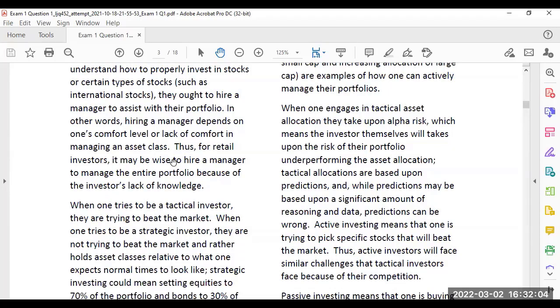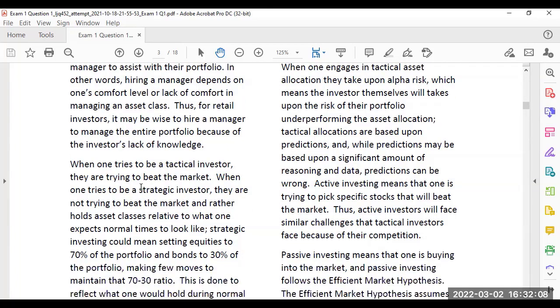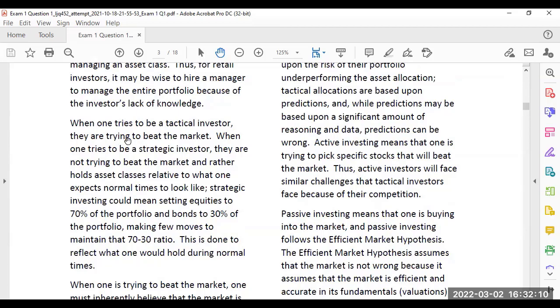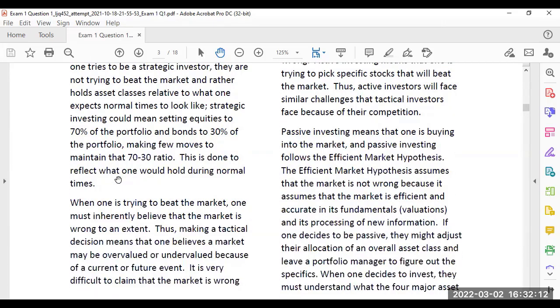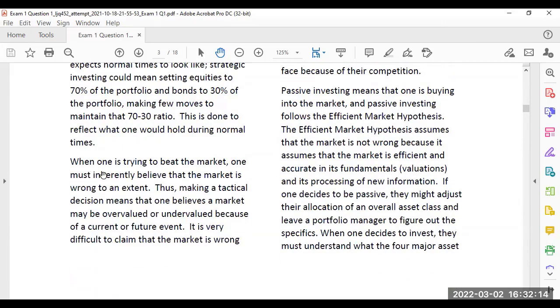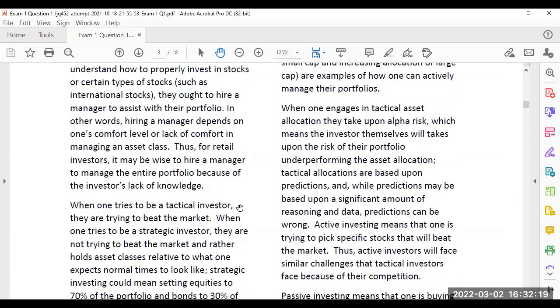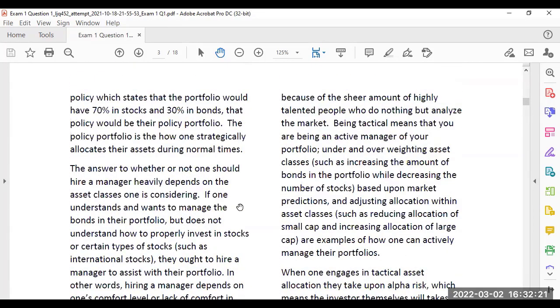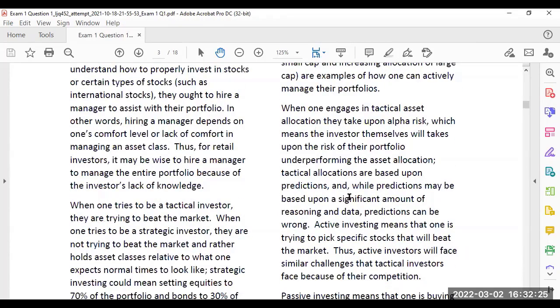For retail investors, it may be wise to hire a manager to manage the entire portfolio because of the investor's lack of knowledge. When we try to be tactical, we're trying to beat the market. When one is trying to beat the market, one must inherently believe the market is wrong to an extent. I mean, he's putting extra stuff in, which I love. I don't have any problem with that at all. I can't read this whole thing to you because we take the whole class.